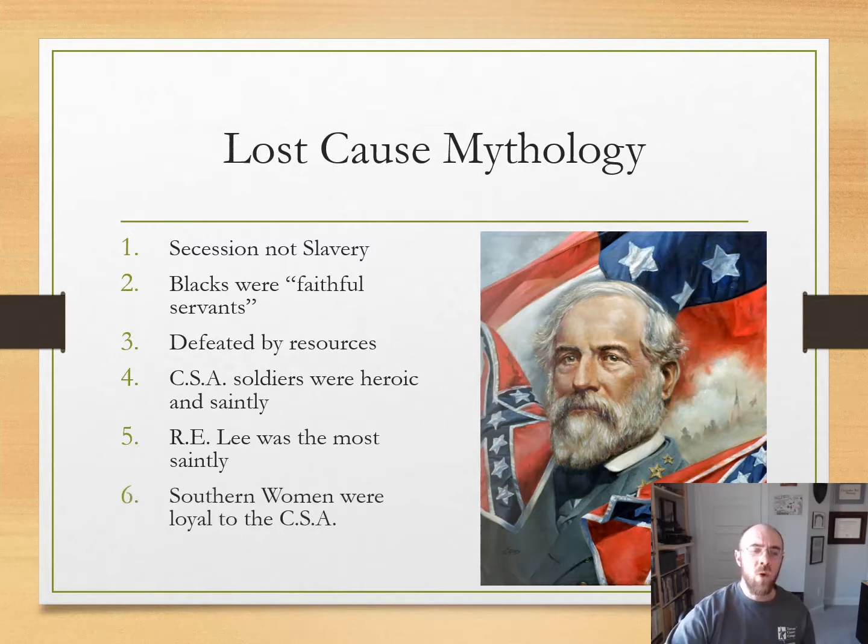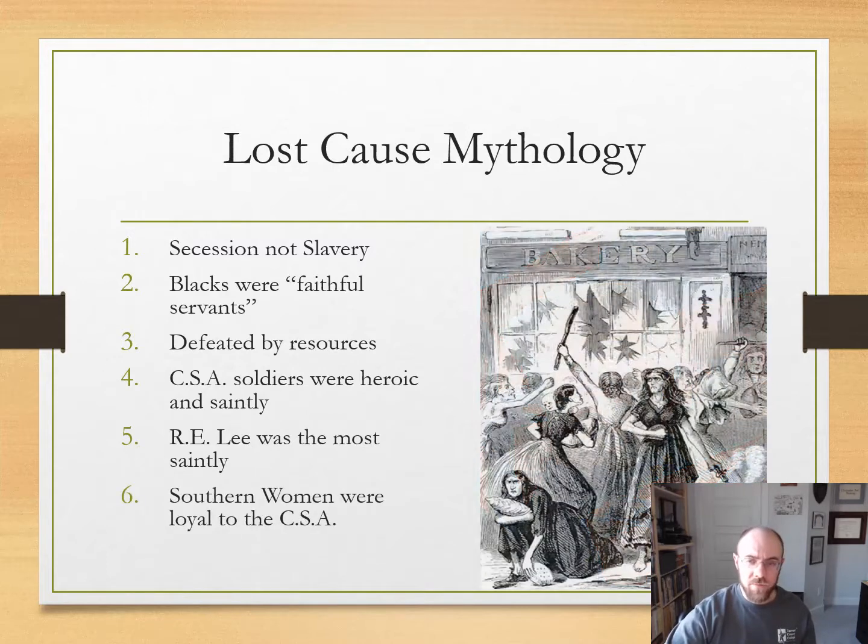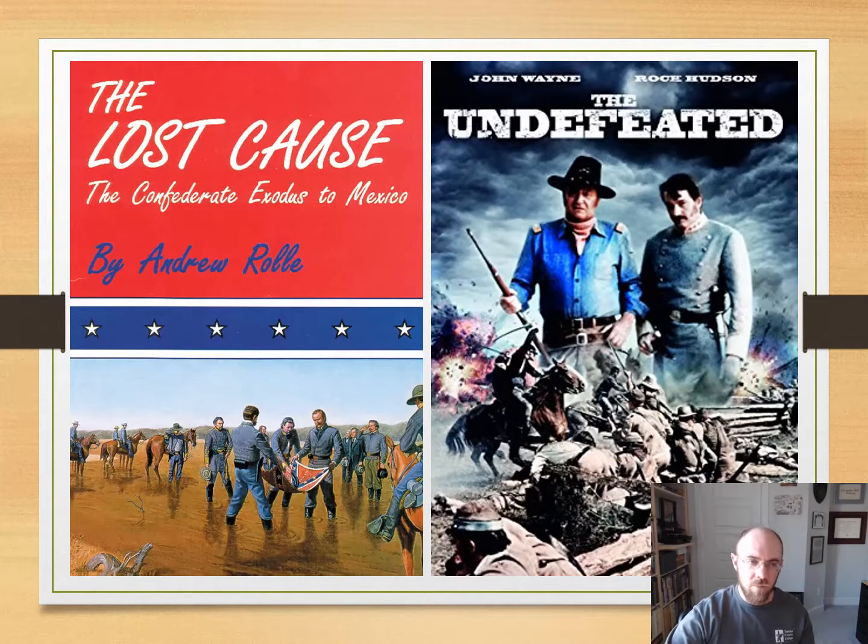Southern women were loyal to the Confederate States of America. That's something we know is not true because they were writing letters to their men saying, get your ass home. We're dying and starving. They had riots in Richmond to steal bread. Women were not as loyal as they wanted to portray them. But this is the kind of mythology that goes along with this time period. Movies are made about it. Books are written about it.